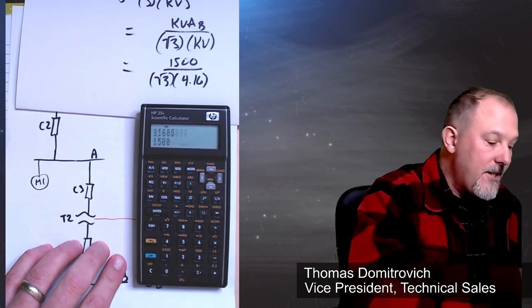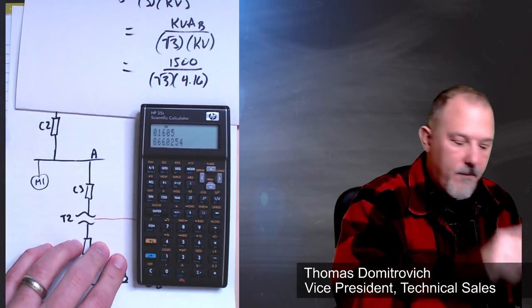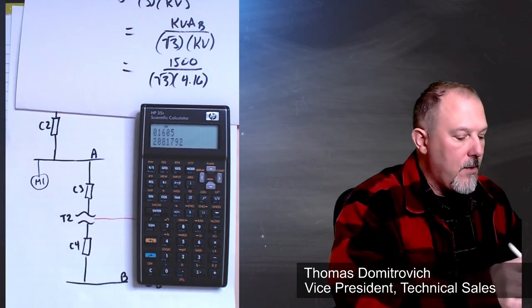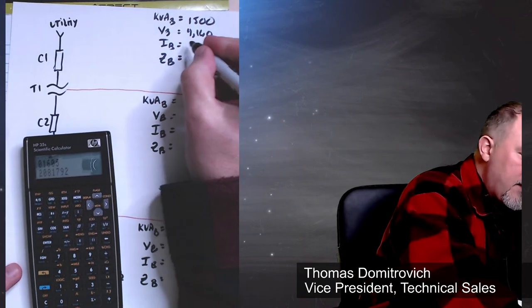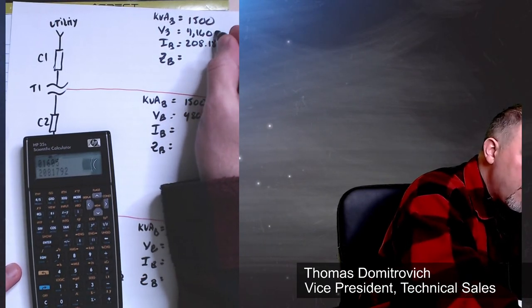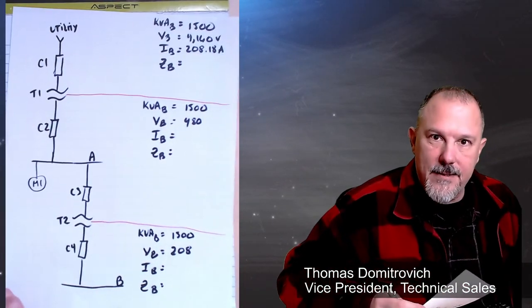1,500, enter, 3 square root divide, and I'm going to be very deliberate, 4.16 divide is 208.18 amps.